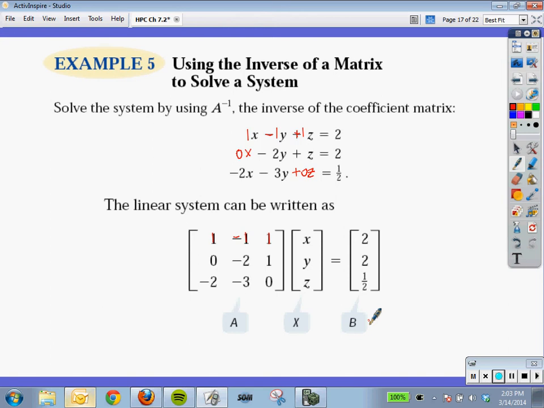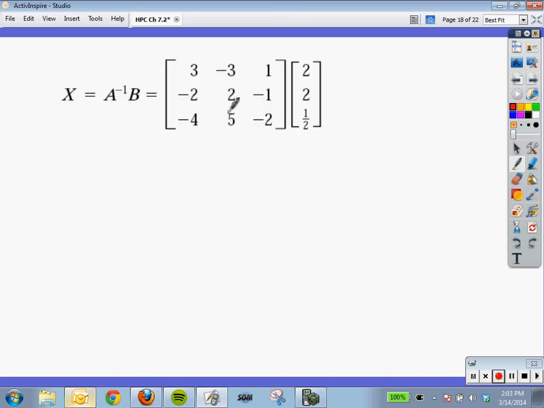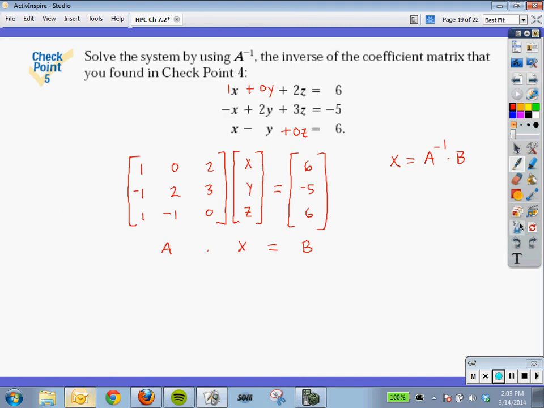Does that make sense to everybody? Yeah? Yes. All right. So in order to solve for x, we would multiply the inverse of A to both sides, and then we would get x equals the inverse of A times B. And by solving for that, that will give us what x, y, and z are actually equal to. So what we're going to do is just go through an example right now together.